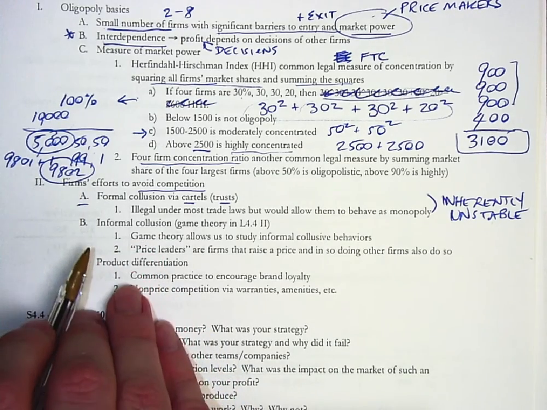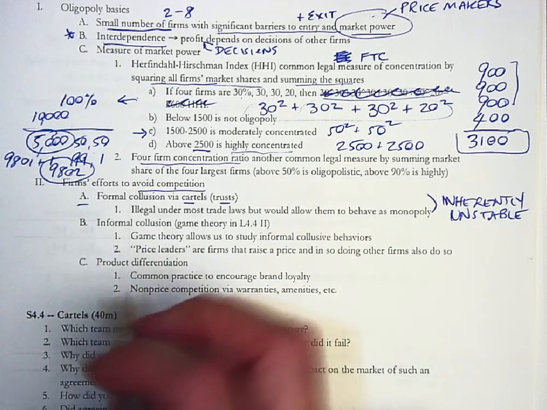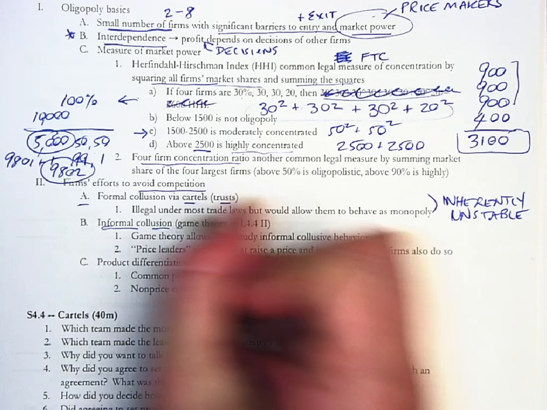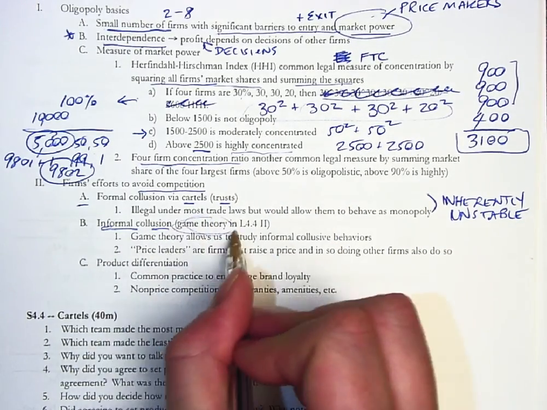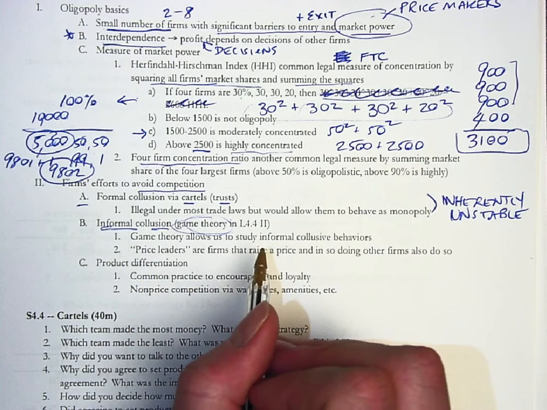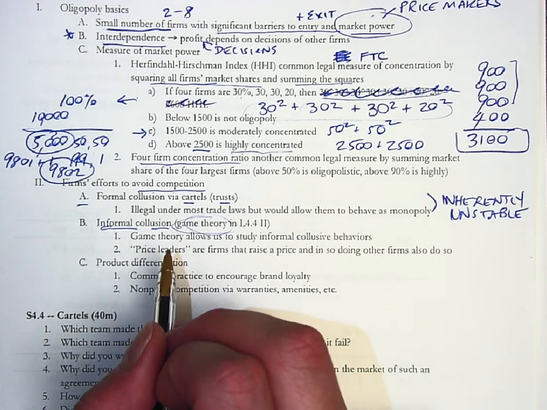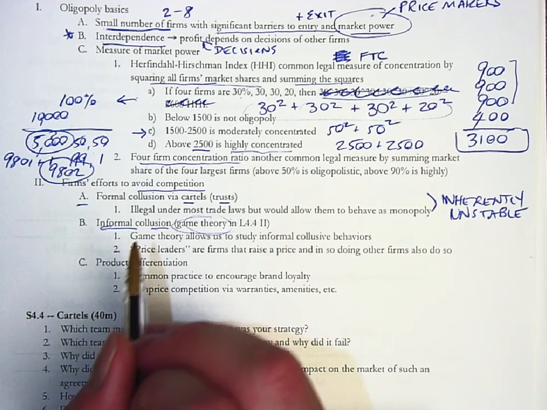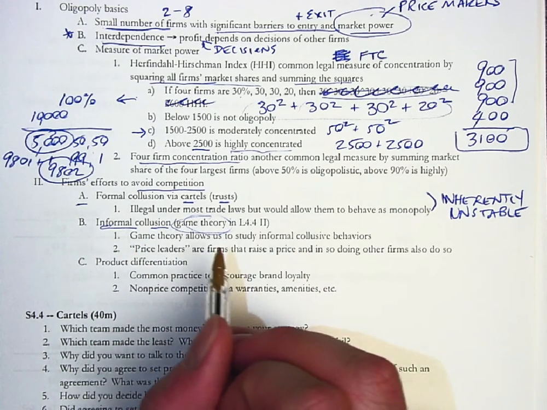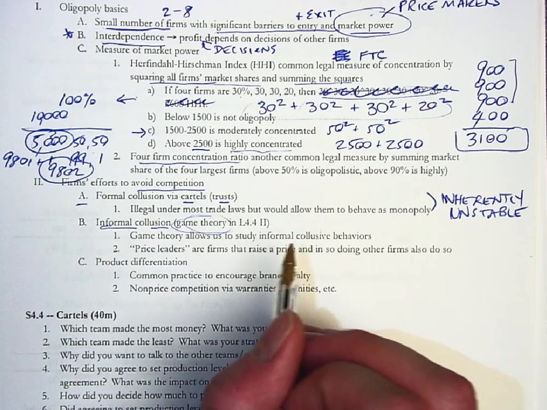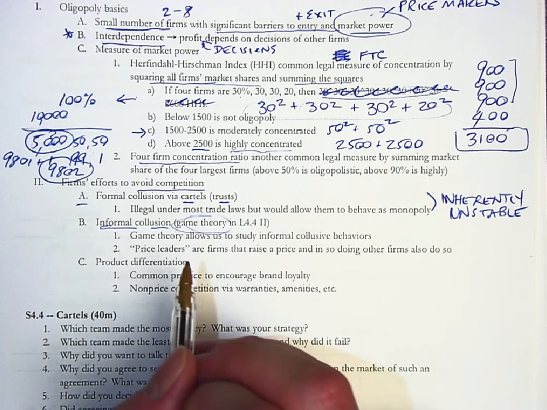The second way that they'll avoid competition is through informal collusion. The mathematical branch that allows us to study that is called game theory. We're going to return to that. But basically they have strategies where, hey, we don't have to sit down and talk with each other, but we can end up doing what's best for all of us by engaging in certain behaviors that we'll examine in a few minutes.